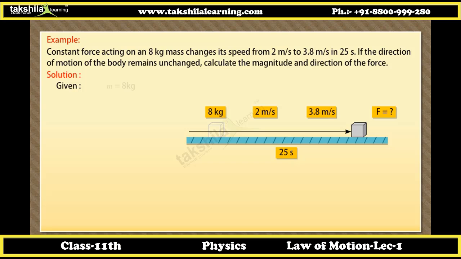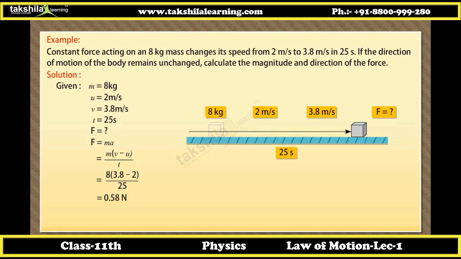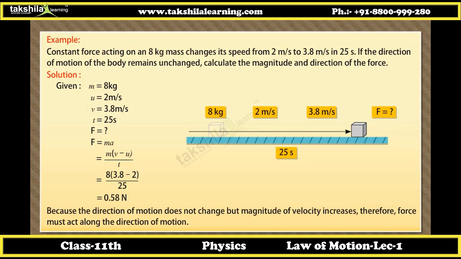Given values are: m is equal to 8 kg, u is equal to 2 meter per second, v is equal to 3.8 meter per second, t is equal to 25 seconds. F is equal to ma, which is equal to m into v minus u divided by t, which is 8 into 3.8 minus 2 upon 25. Force is equal to 0.58 newton. Because the direction of motion does not change but the magnitude of velocity increases, the force must act along the direction of motion.